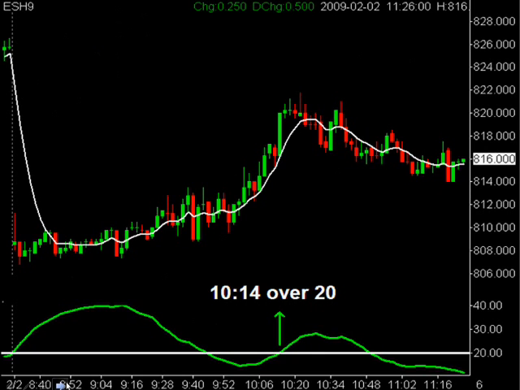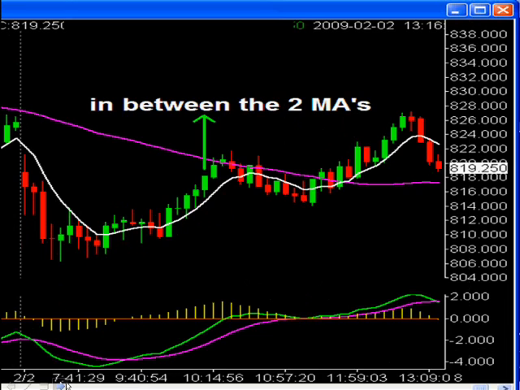So anyway, I wanted to start with this is our smaller minute chart, and at about 10:14 our trend indicator was over 20. So at that point, when we get over 20, we start to look for an entry to take, either on our longer tick chart or our smaller scalp chart. And what you want to do then is look at our longer tick chart and see where the price is in relation to the 2 moving averages.